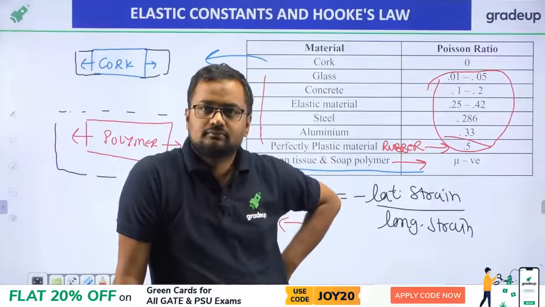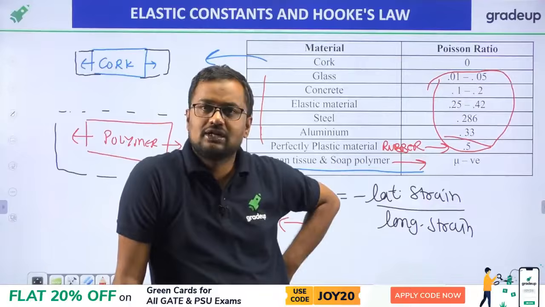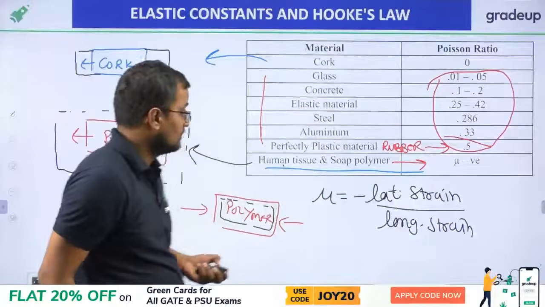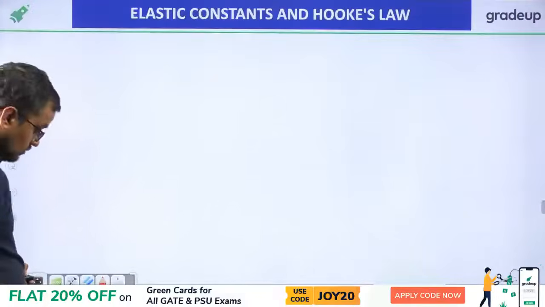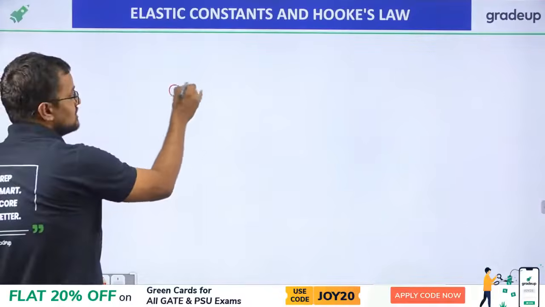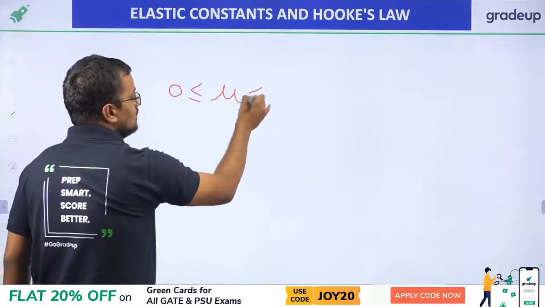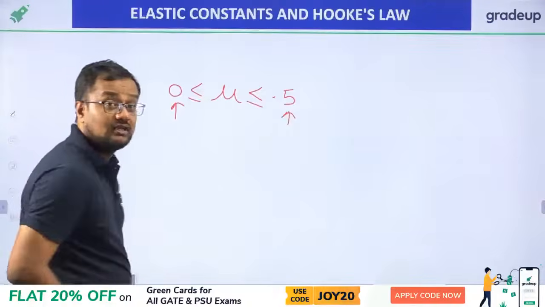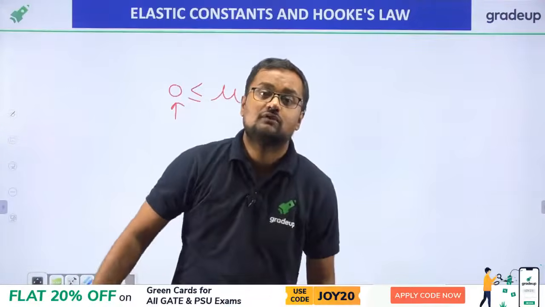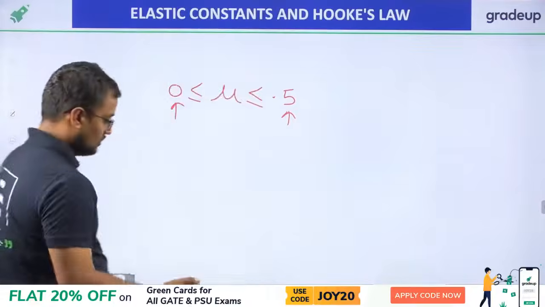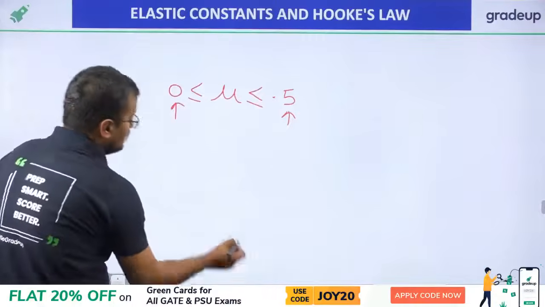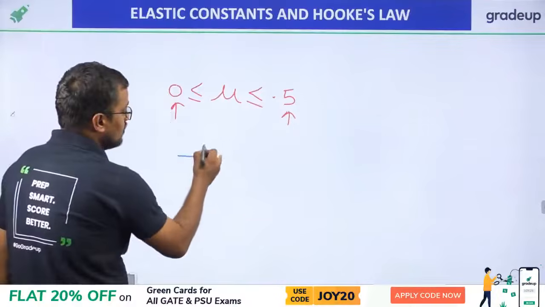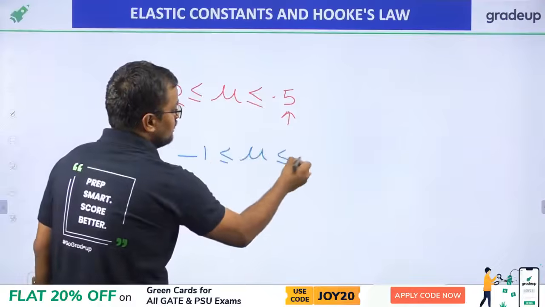So many of you are asking, what is the value or range of Poisson ratio? Let me tell you a very interesting thing about this, my friends. For elastic materials, mu ranges from 0 for cork to 0.5 for rubber. For engineering materials, mu ranges from 0 to 0.5. But if you take all materials, including human tissues and soap polymer, then mu ranges from minus 1 to 0.5.